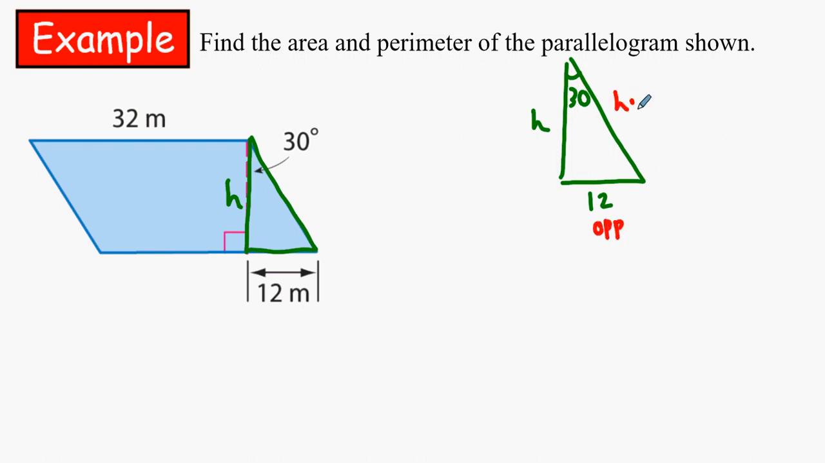This is the hypotenuse, and this is the adjacent. Recall your trig ratios. Sine is opposite over hypotenuse. That was the SOH. Cosine is adjacent divided by hypotenuse. That was the CAH. Tangent is opposite divided by adjacent. So SOH CAH TOA from prior units.